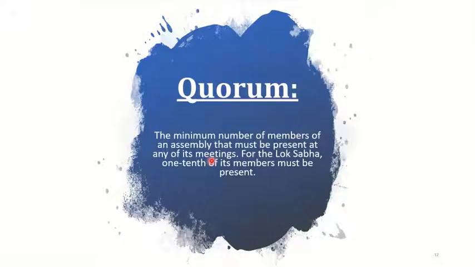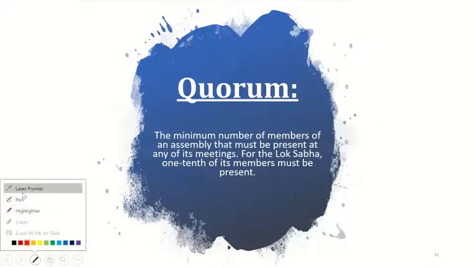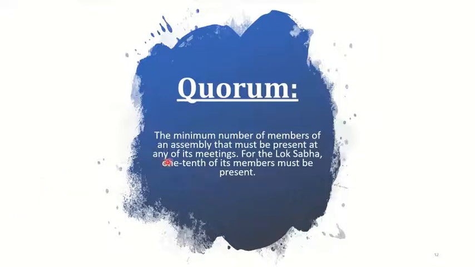Now the quorum. The quorum states the minimum number of members of an assembly that must be present at any of the Lok Sabha meetings. For the Lok Sabha, it is 1/10 of the members that should be present at an assembly. With this, we complete the Lok Sabha. Now let us move on to the next house, that is the Rajya Sabha.